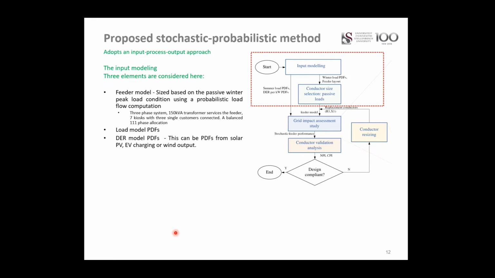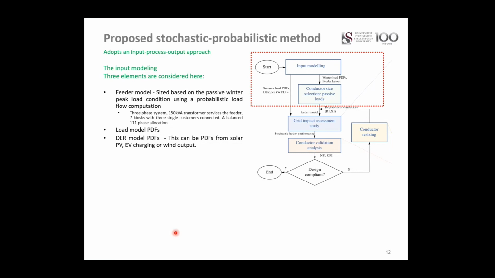So to come back here, 3 elements are considered in your input modeling. Sorry, I didn't say this: this is a proposed method that we applied on the CSS, not TSS. We have dealt with conductor size selection in one of our papers, which we have written, and this is the process that we follow. So just bear with me and I'll take you through it.